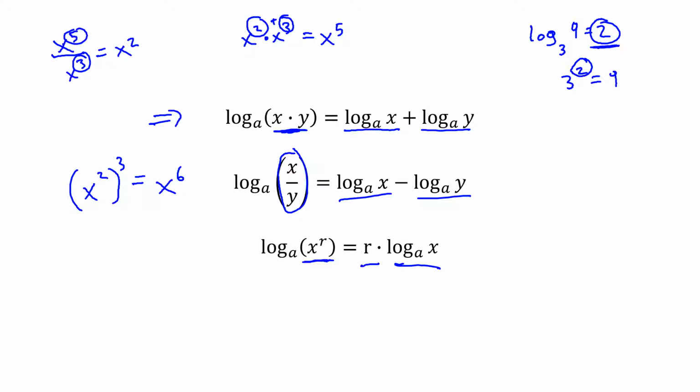And so this is how our log rules are going to work. We're going to see some application, but this video is primarily focused on where do these rules come from? How do we know that these properties are actually true?